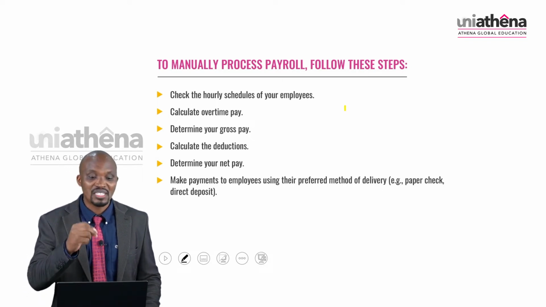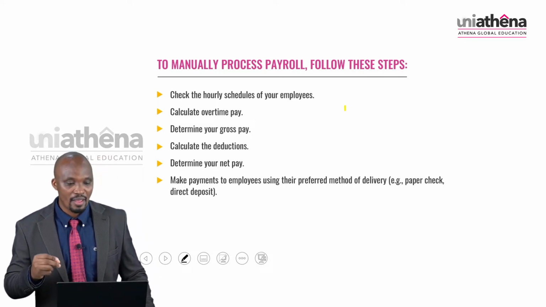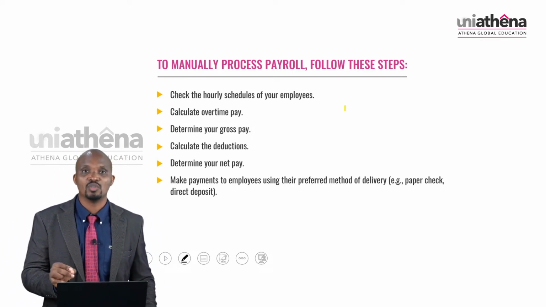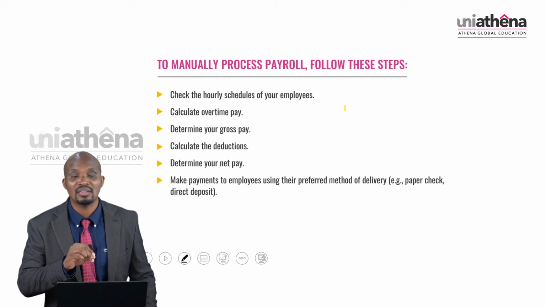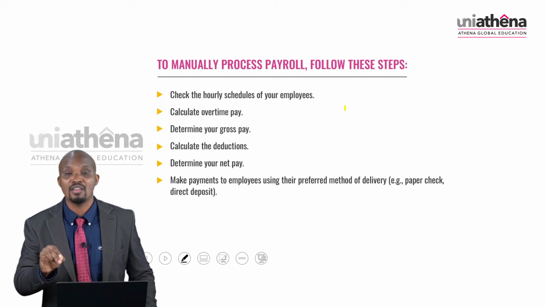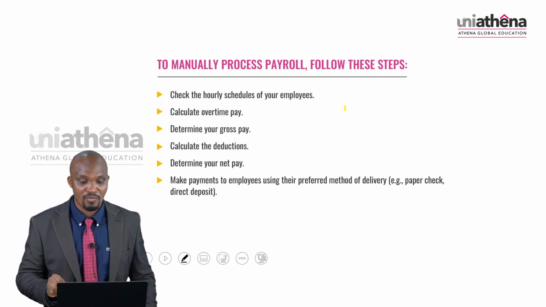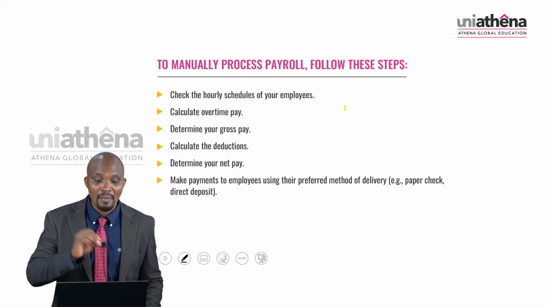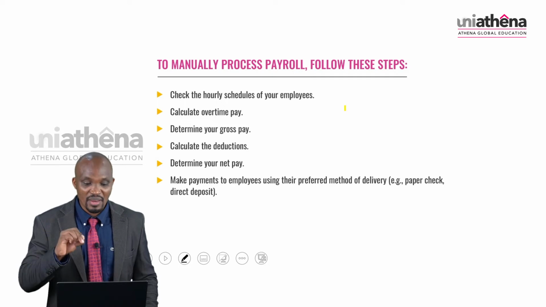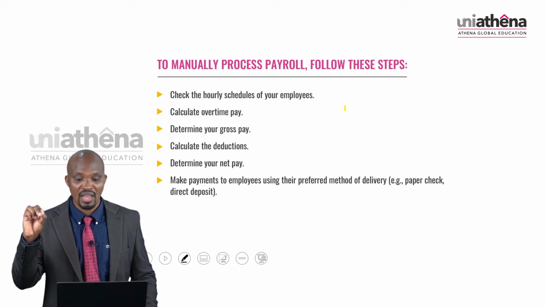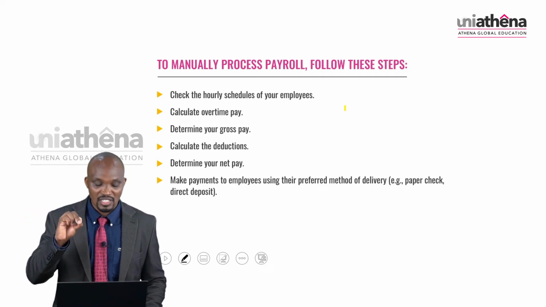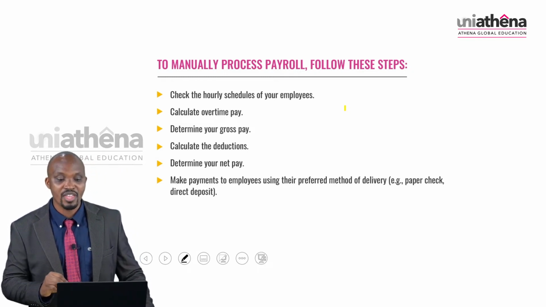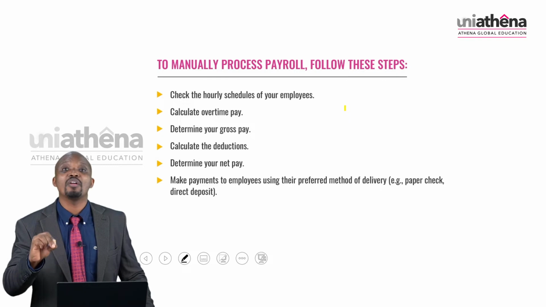Then the third one is to determine the gross pay of these employees. Then the fourth one is to calculate any deductions. It could be bank loans, tax deductions, or money for employee welfare. You have to calculate and ensure that it is correct. The fifth one is to determine their net pay. After determining their net pay, that is what is supposed to go to the account of this particular employee. After that, it is very important to make payments to this employee using their preferred method of payment.